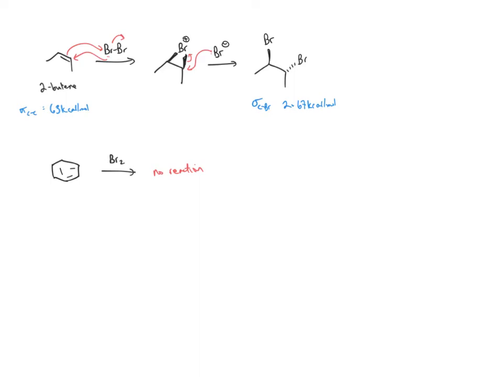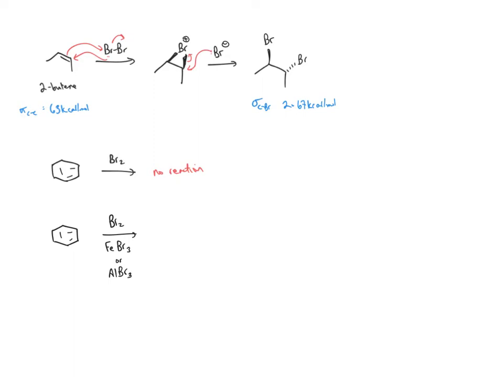Now, what if we were to treat benzene with bromine in the presence of a Lewis acid? Well, then a reaction occurs. So let's actually draw out what that would result in. So let's say we take bromine in the presence of a Lewis acid. We could use either iron tribromide or aluminum tribromide.